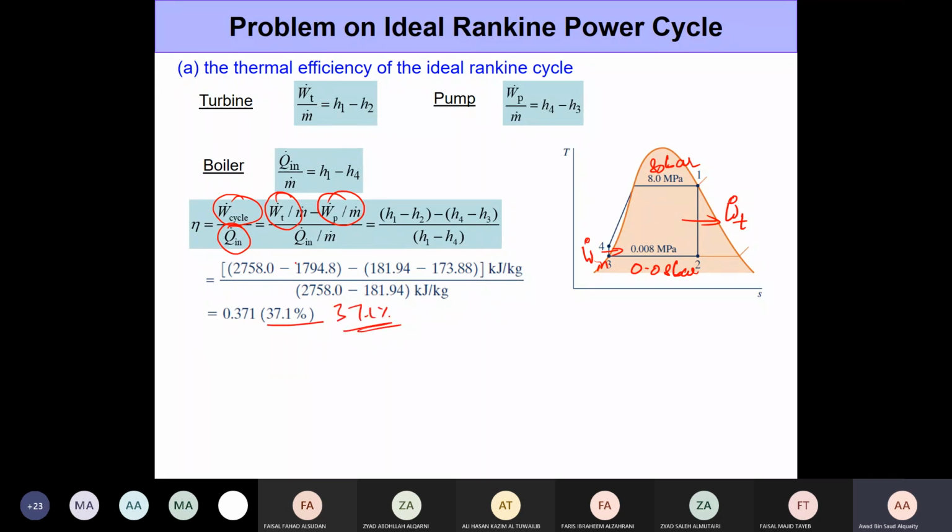Now, considering that most of the practical power plants have efficiency somewhere in the range of 45%, an efficiency of 37% is not a bad efficiency. It's sort of an average thing. Yes, it can be improved, but it's sort of okay.